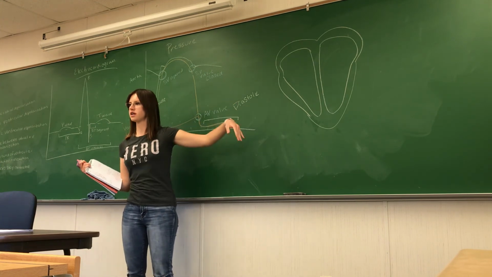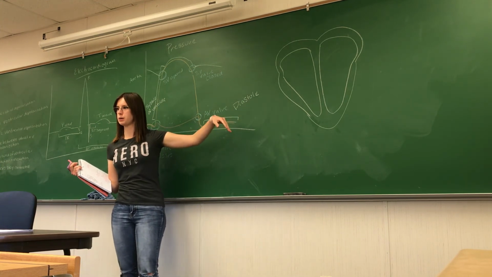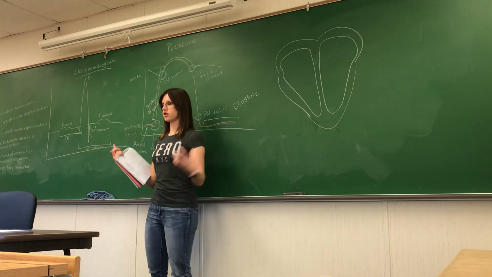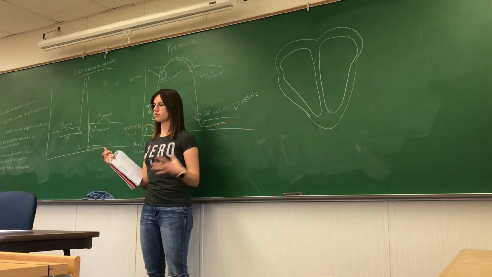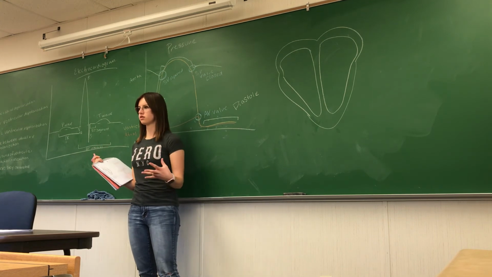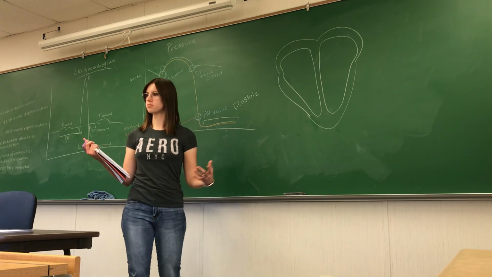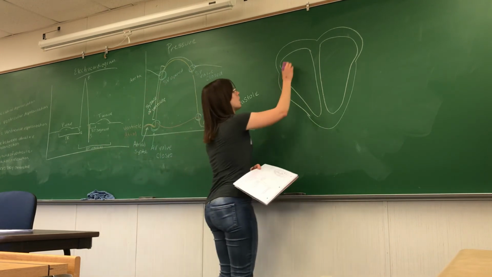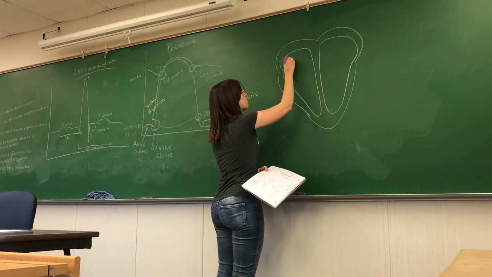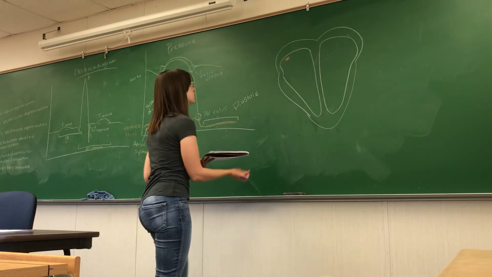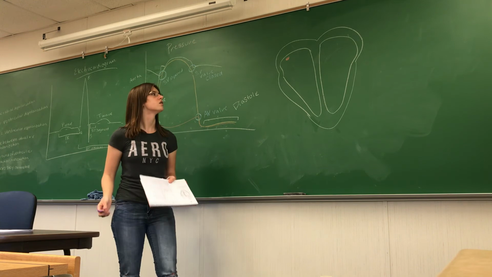We've got the path of conduction, right? We're going to talk about the path of conduction real quick. The heart generates its own electrical pulse. Where does that electrical pulse start? What chamber of the heart? The atrium. Which atrium? The right atrium. And what is that called? It's called the pacemaker of the heart.